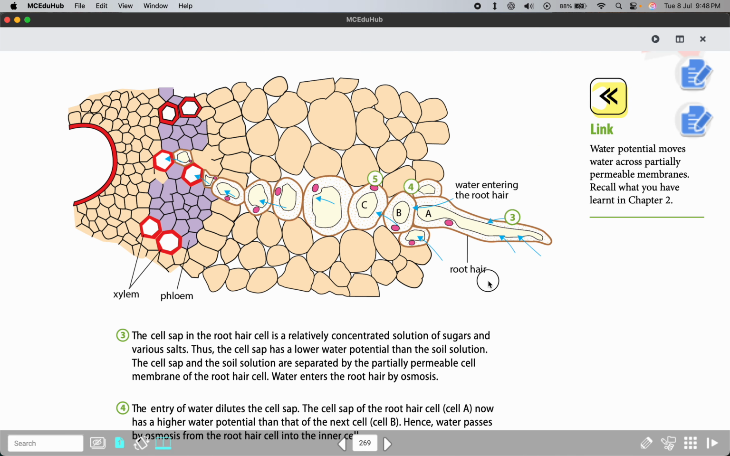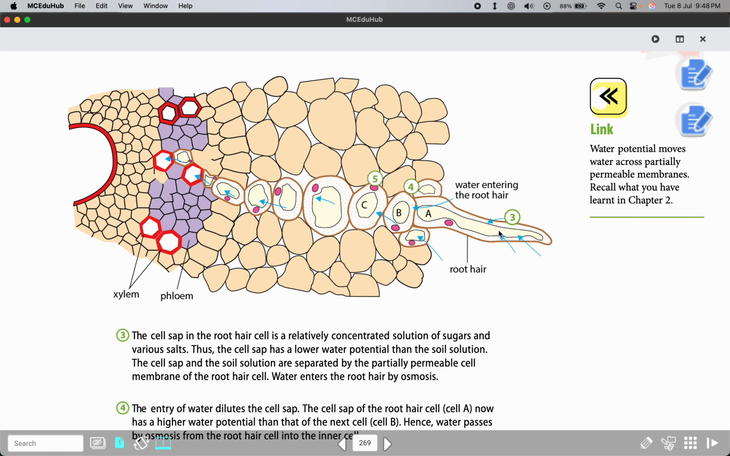First, we know that water is able to enter into the root hair cells by osmosis. Because the cell sap in the root hair cell is a relatively concentrated solution of sugars and salts, this cell sap has a lower water potential than the soil solution. The cell sap and the soil solution outside are separated by the partially permeable membrane in the root hair cell, and so water can enter into the root hair cell by osmosis.